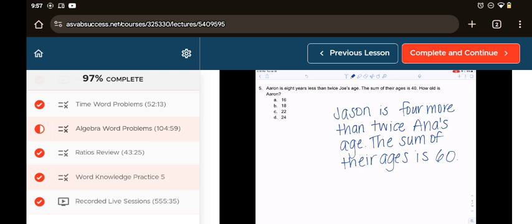Jason is 4 more than twice Anna's age. So Jason equals 4 more, twice Anna's age. But what is that going to look like as an equation? That's the hardest part, I think. Now, I don't know Anna's age, so what do we call her? I want to call her A. Good. So then it would be J equals what? J equals 4 more than twice Anna's age. So we're adding 4. It's 4 more than twice.